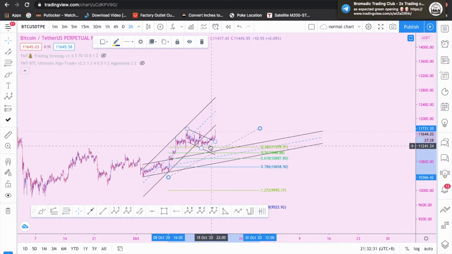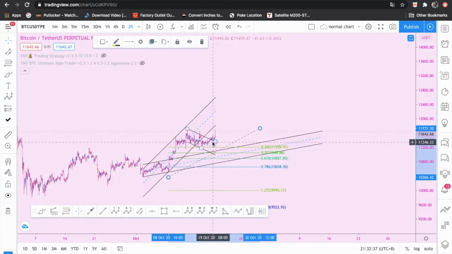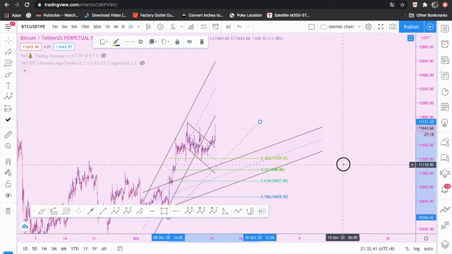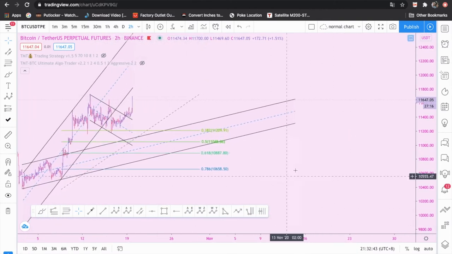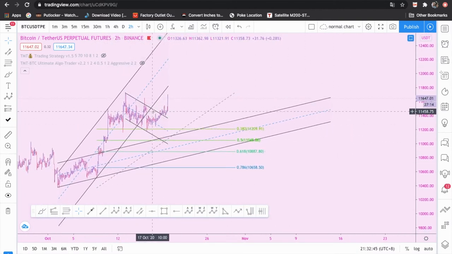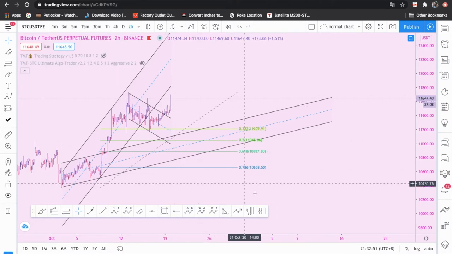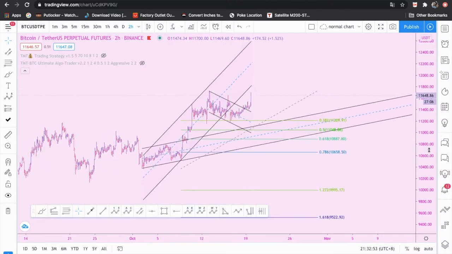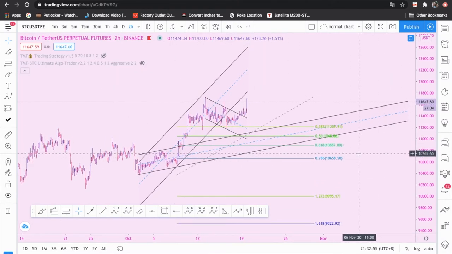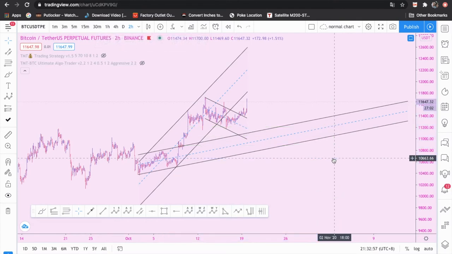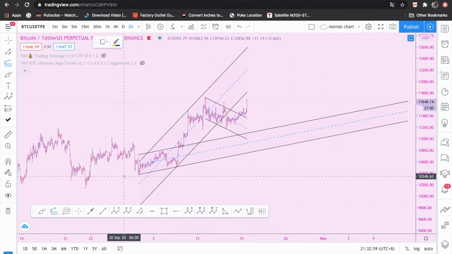Okay, check, and it bounced, right, and then it broke out from the bull flag, and then it retested. Just take a look, let me zoom out for you guys. Broke out, retest, and then bam. So what's the target here? We're going to use a Fibonacci to measure it.